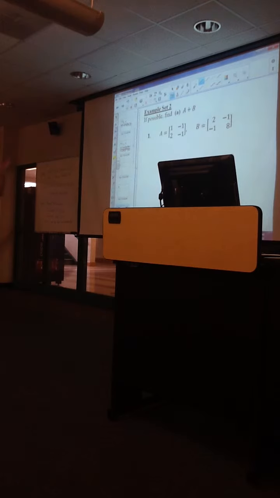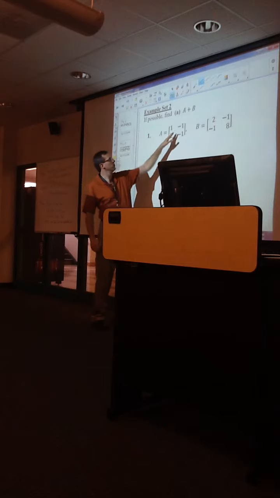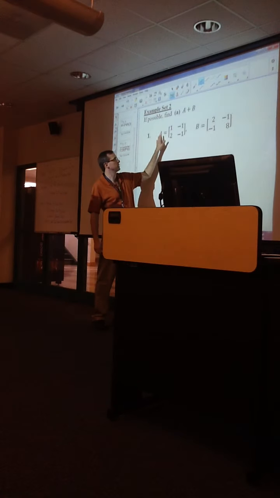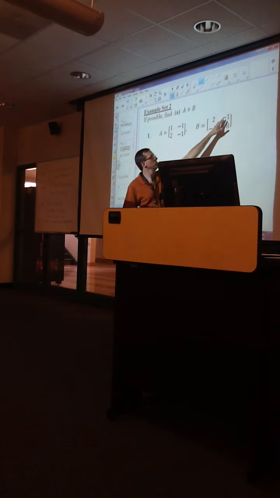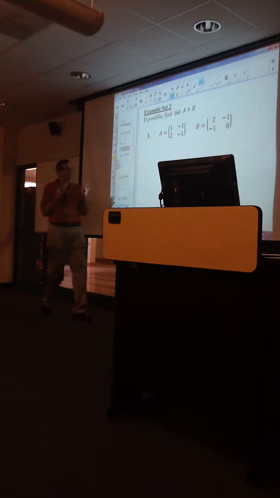So when I tell you to add A plus B, we already know what it is. You know what A is, you know what B is, we know that we're going to add A to B. You think of it as like an identifier. So this matrix 1, negative 1, 2, negative 1, I'm going to call this matrix A. And the matrix 2, negative 1, negative 1, 8, I'm going to call that matrix B. So they've been identified by capital letters.